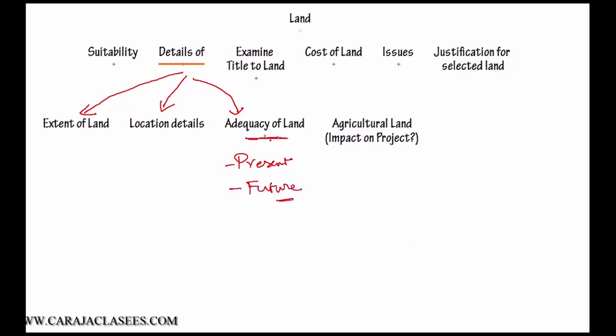So that should be brought out, and whether the land that is selected is an agricultural land. Because generally on agricultural land, banks cannot create an effective charge. In the event of enforcement, they face a lot of difficulty in enforcing it. Many times they cannot enforce it. So what is the kind of impact it's going to have on the project? That should be brought out.